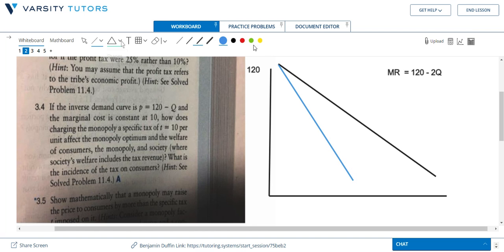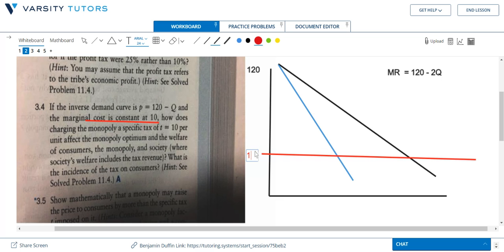Here we're given a marginal cost that is constant, which is kind of handy. So we'll just draw a marginal cost here, and why don't we label that 10 so we have an idea. Now, for the most part, when a tax falls on a monopolist, it shifts the supply curve back, but there is no real supply curve here.